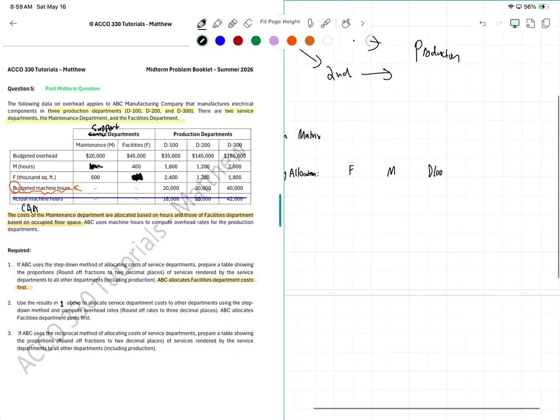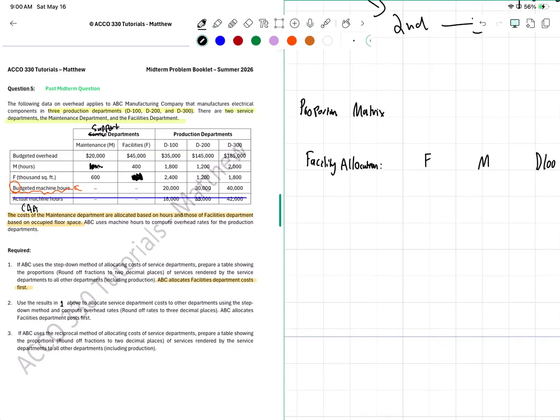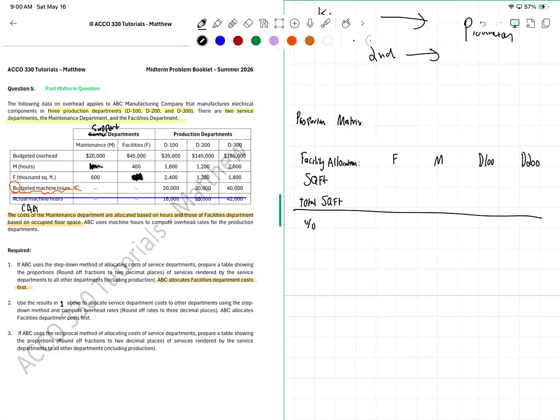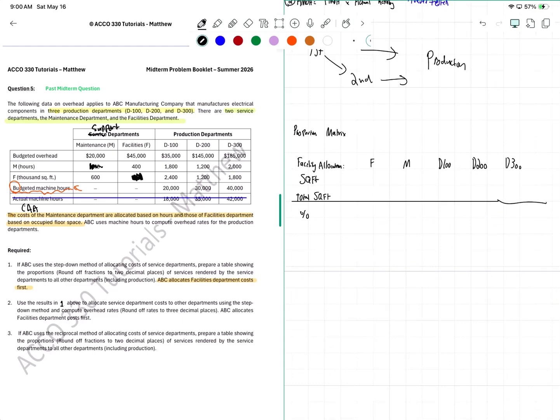Let me zoom out a little bit. Now, remember, facilities allocates based on thousands of square feet. So what we're going to do here is write square feet, SQFT. We're going to write here total SQFT, and that will give us a percentage, because a percentage is the amount of a total. So that's what we're going to do here. We're going to build like a little board to figure out the percentages. I'm going to write here total as well.